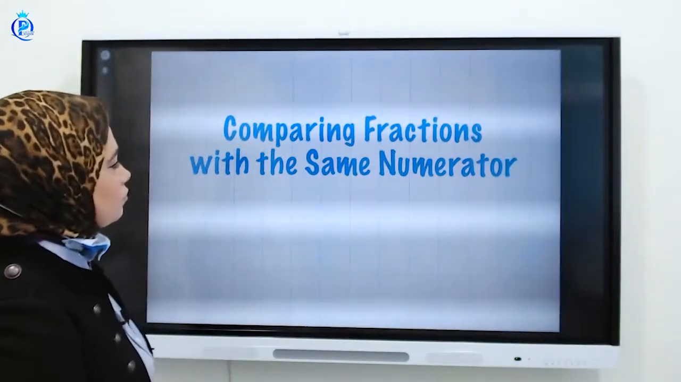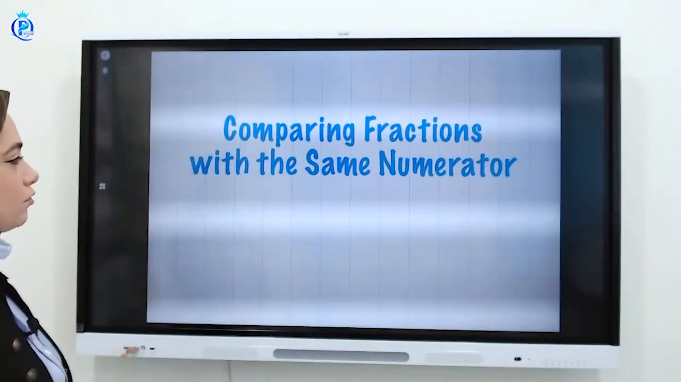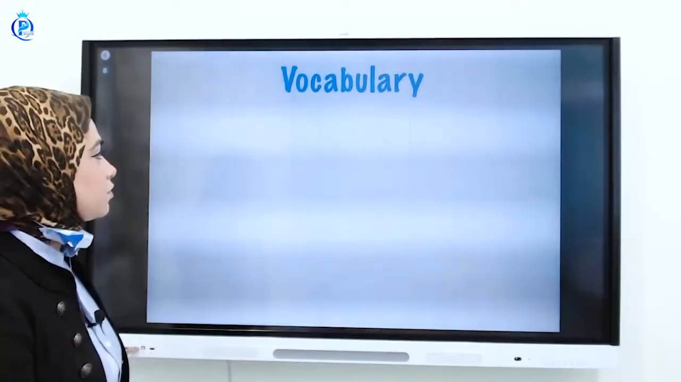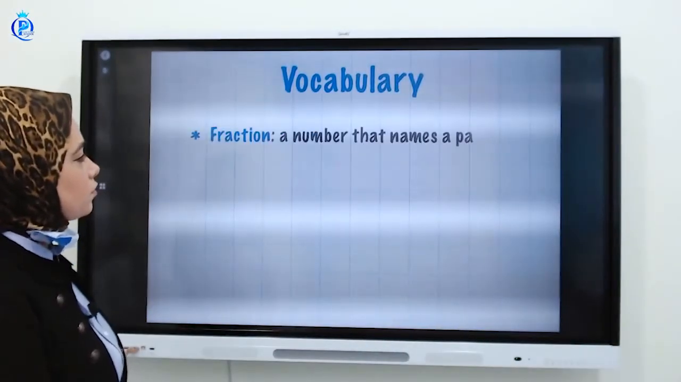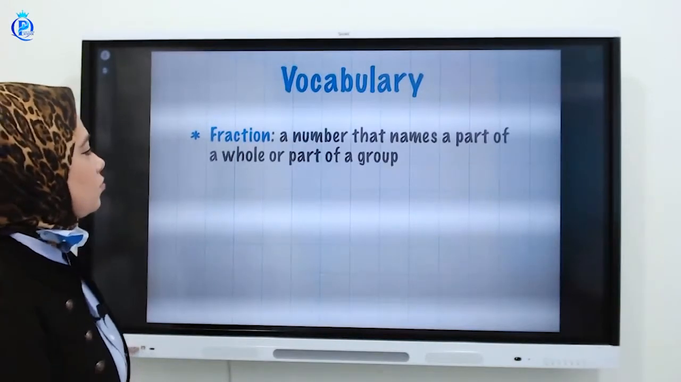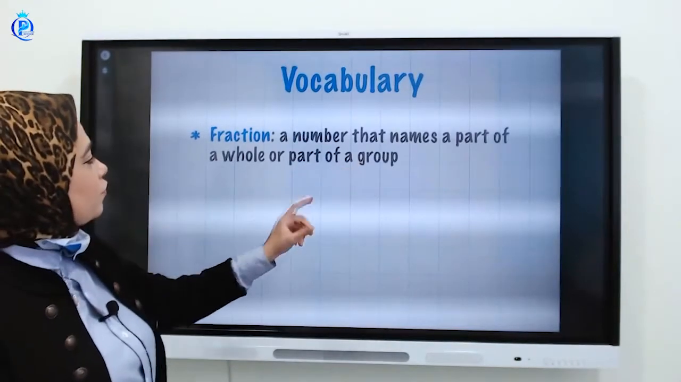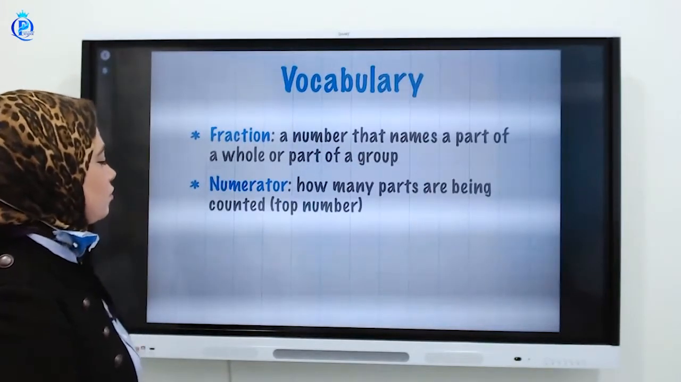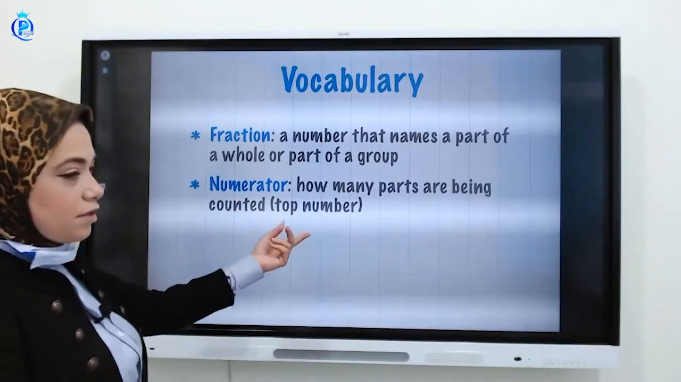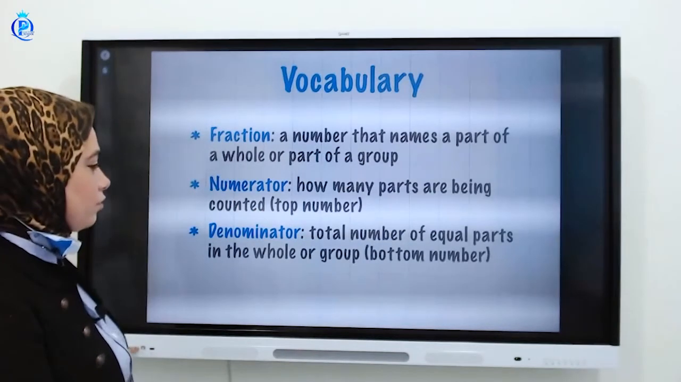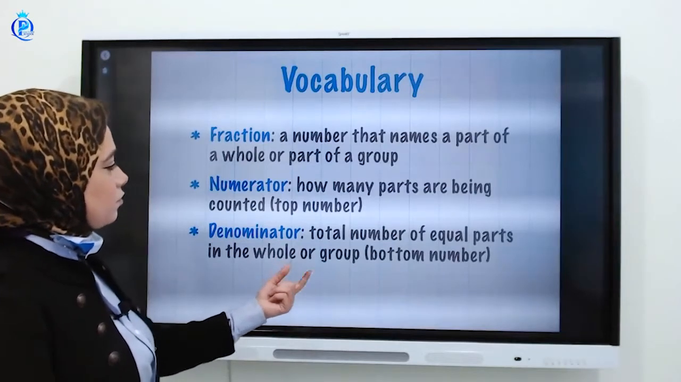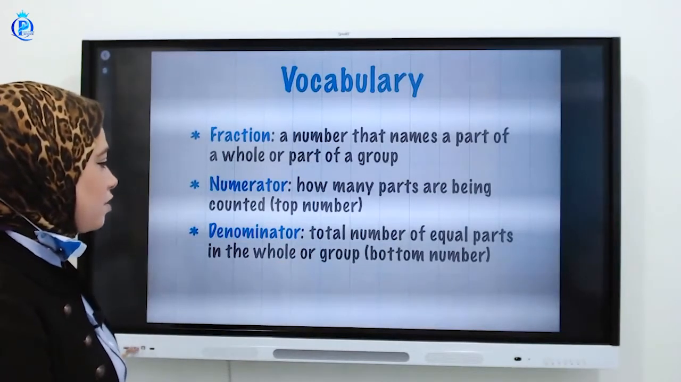Hello. Today we're going to practice comparing fractions that have the same numerator. Let's look at our vocabulary. Remember, a fraction is a number that names a part of a whole. A numerator tells you how many parts are being counted, and that's your top number. And the denominator tells you the total number of equal parts in the whole, and that would be your bottom number.